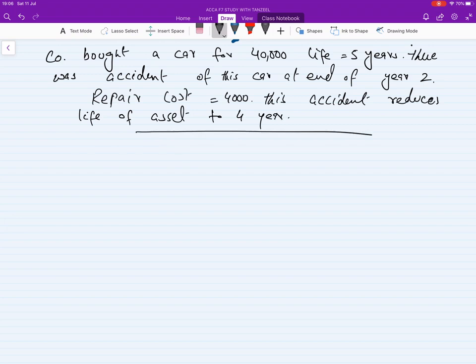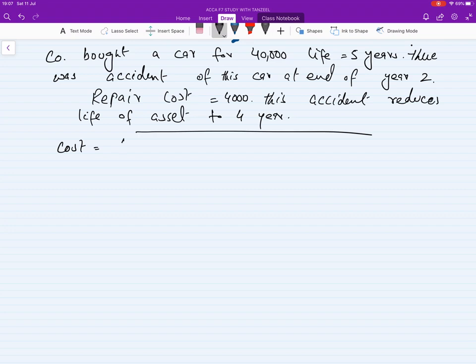Okay, so let's do this equation. Company bought a car for 40,000. The life was 5 years. And there was an accident of this car at end of year 2. And you spent a repair cost of 4,000 to repair it. So you can do this.